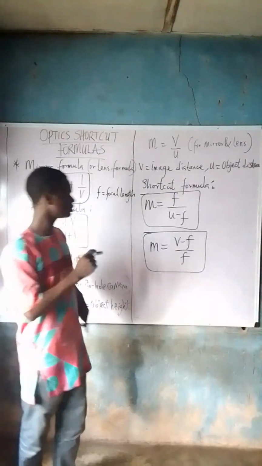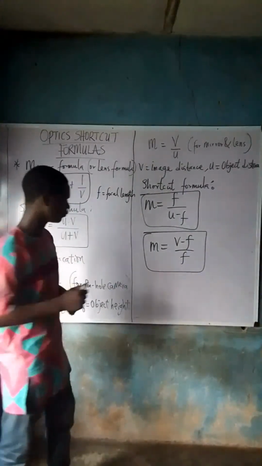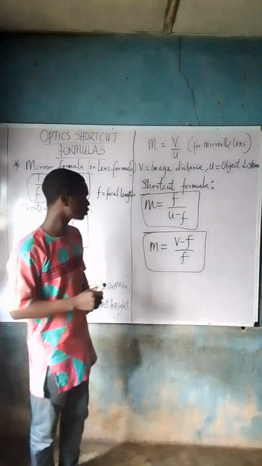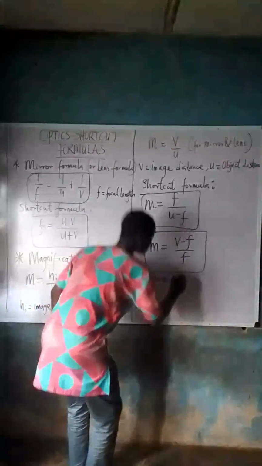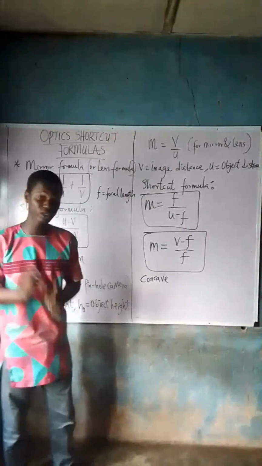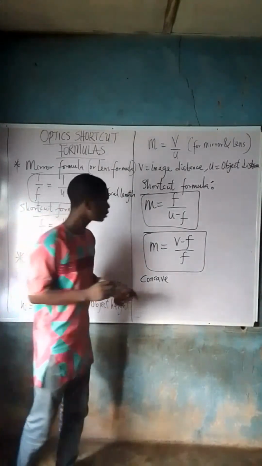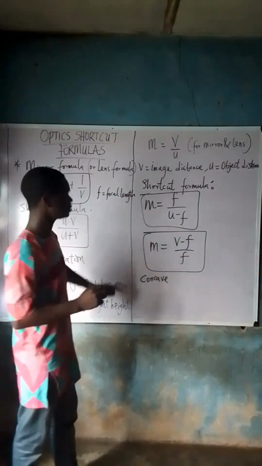Now let's think of something else. Before we continue, I said something. I was making mention of concave and convex. You heard this in my mouth, is it not? So I think we have to look for a way to introduce it here.